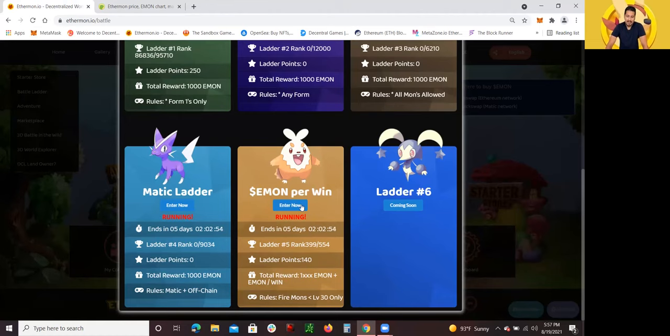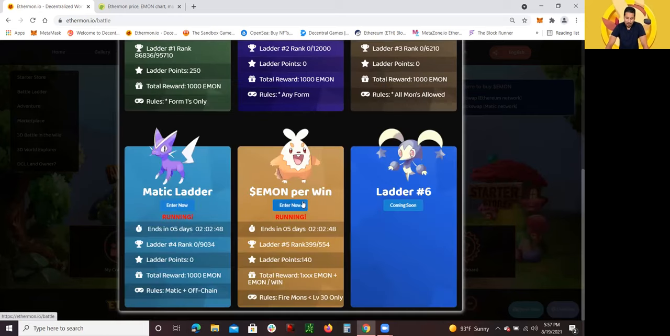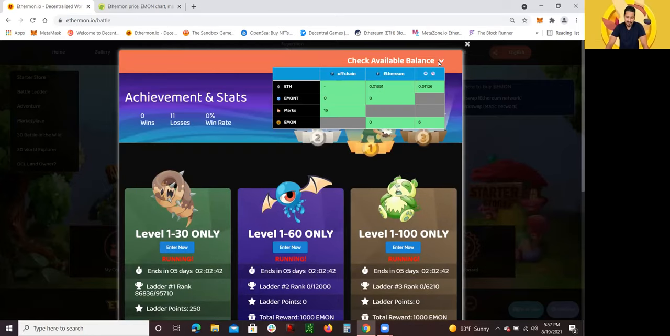So again, I have won this one already. Today's battle was not easy. I actually had 11 losses. So not the easiest today, but usually it's actually easier depending on who you're battling. And again, like I said earlier, here they are. I did win these EMON.